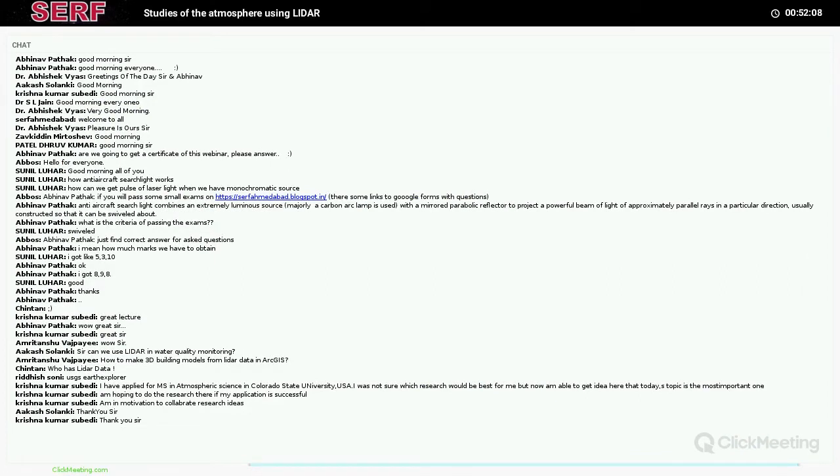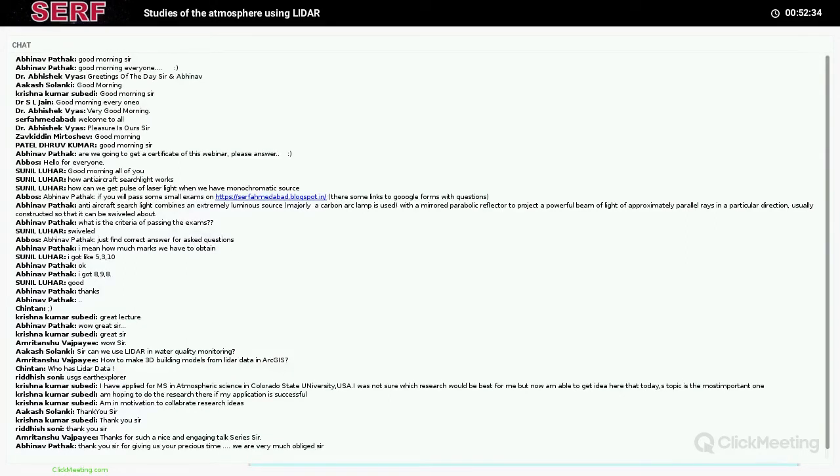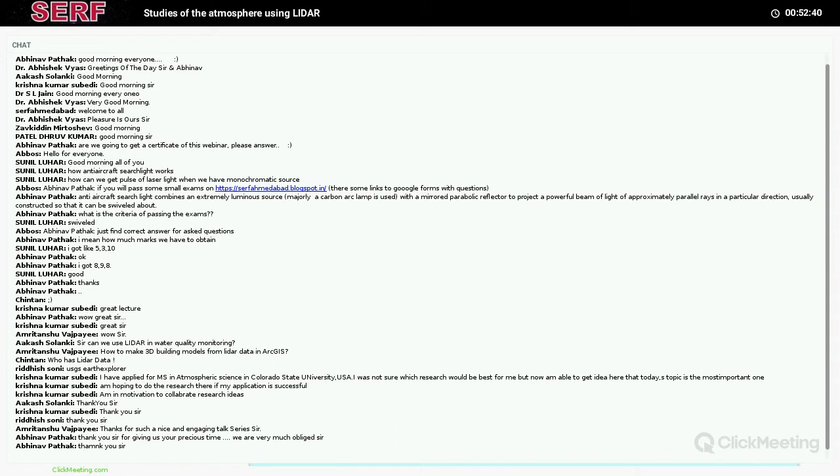Mr. Akash Solanki is asking, can we use LIDAR in water quality monitoring? Yes, definitely, because you take pure water and calculate the absorption, and then take the impure water and pass the laser beam again and see how much signal you get. The difference between the pure water and the impure water will give you how pure the water system is. So you can try that.